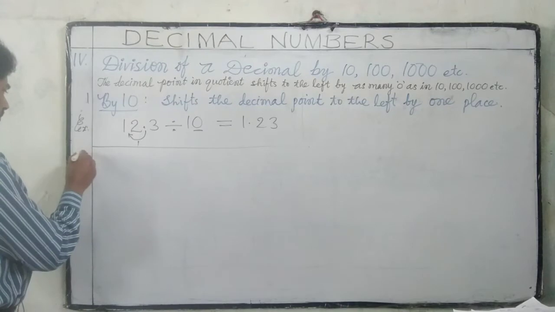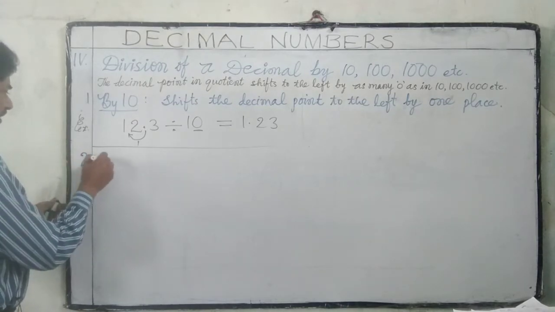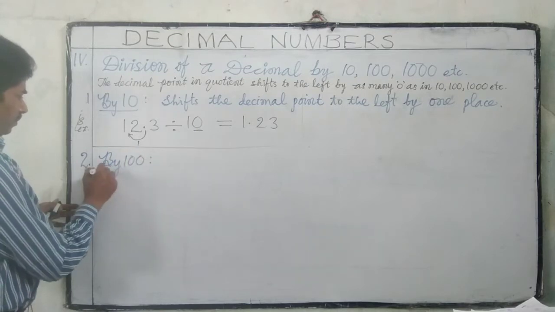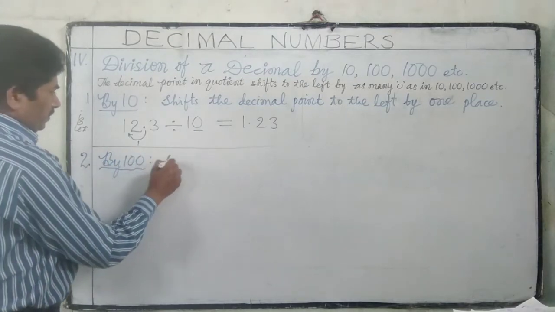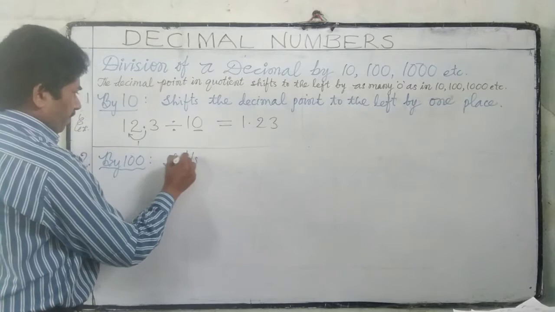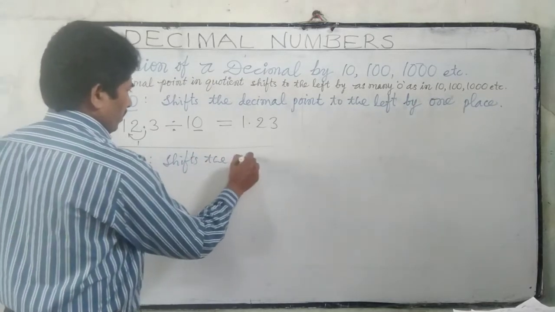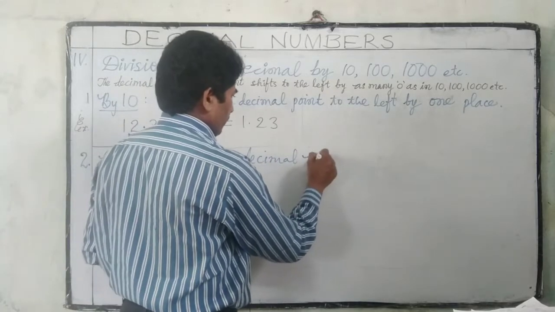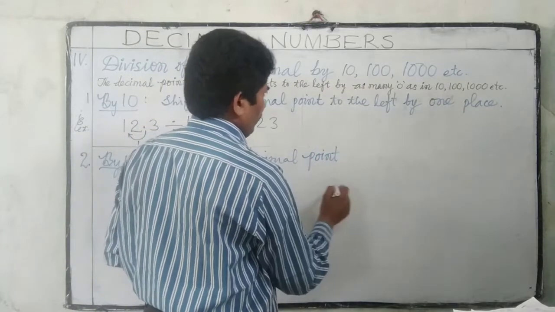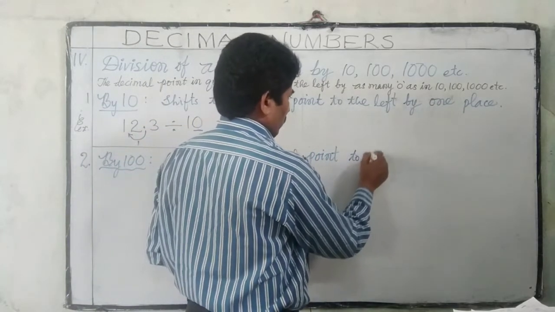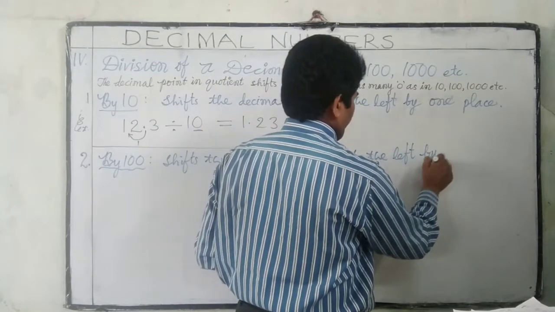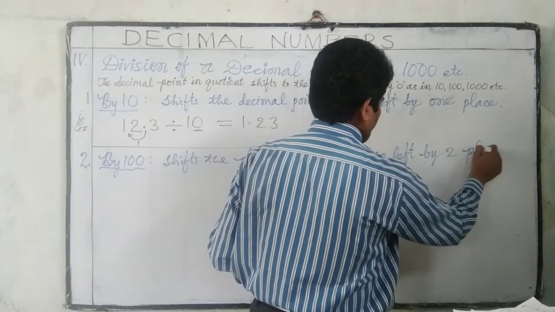Next, division by 100 shifts the decimal point to the left by two places.